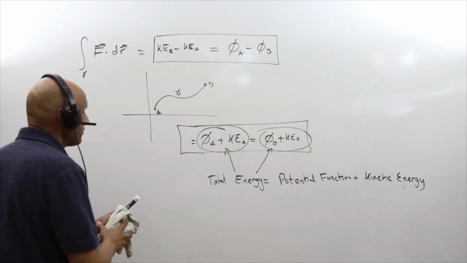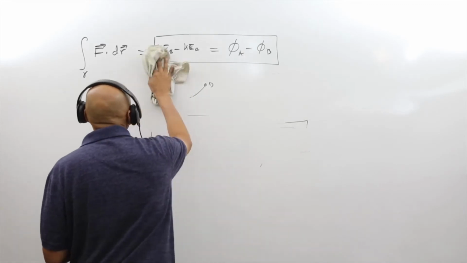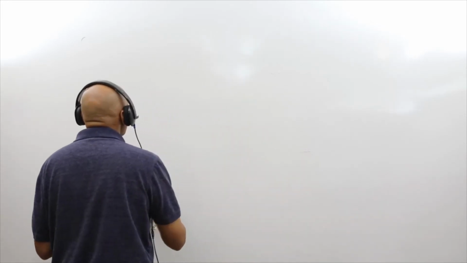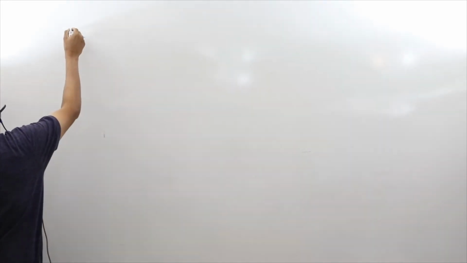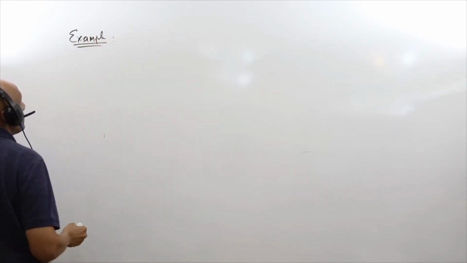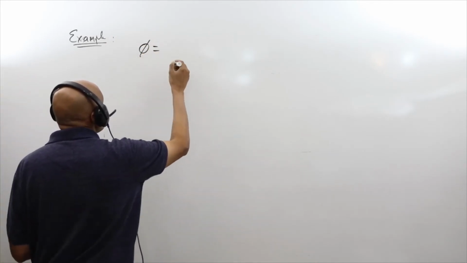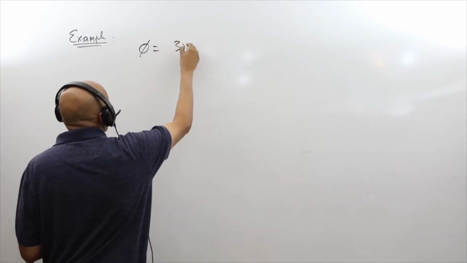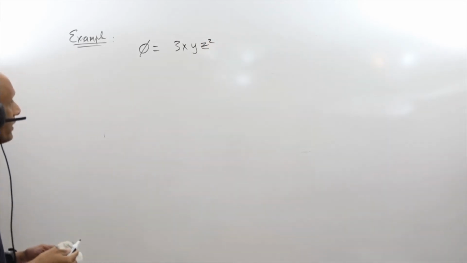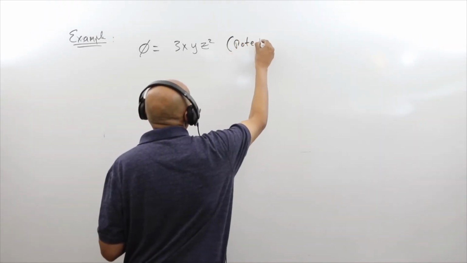And so let me give you an example of this. Let me erase this. So here's an example. We're told that the potential energy function is equal to, let's make it, 3xyz squared. I don't want to spend time on weird complex functions, but whatever this is, we're going to say this is the potential function, or the potential energy if you want.